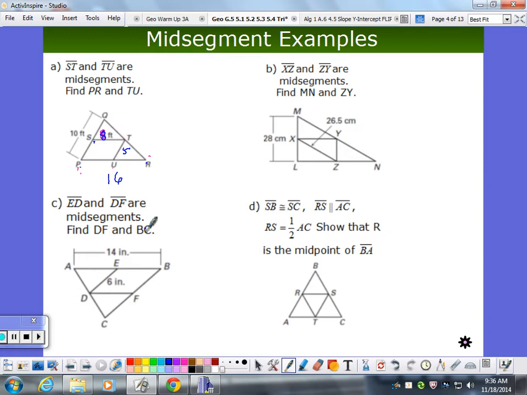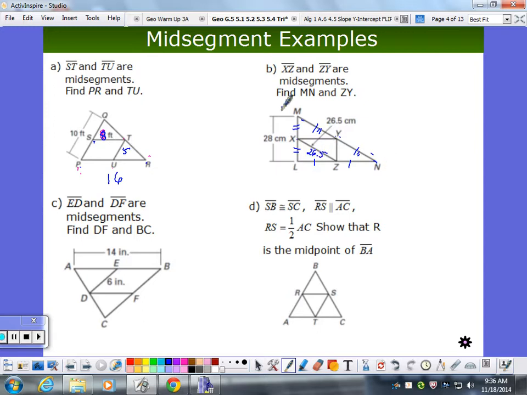Okay, what's going on with B? XZ and ZY are midsegments. And usually when I hear that, because they're midsegments, I know what that means. Find MN and ZY. MN is this big one. Okay, this one is 26.5.